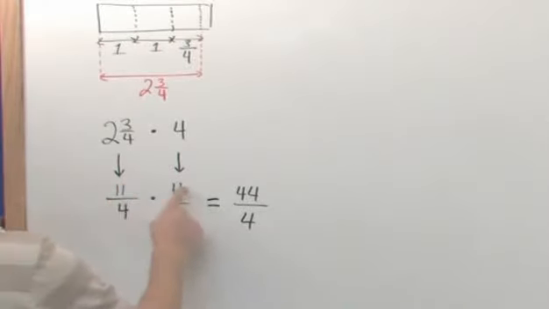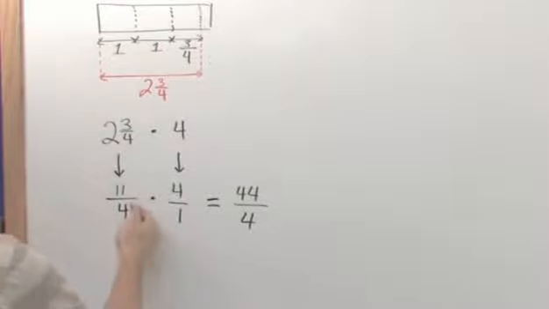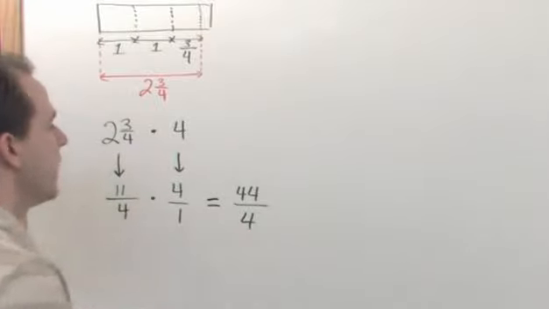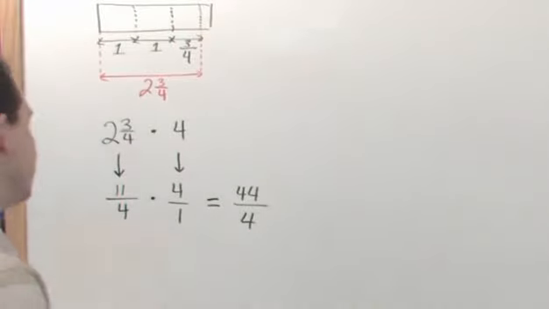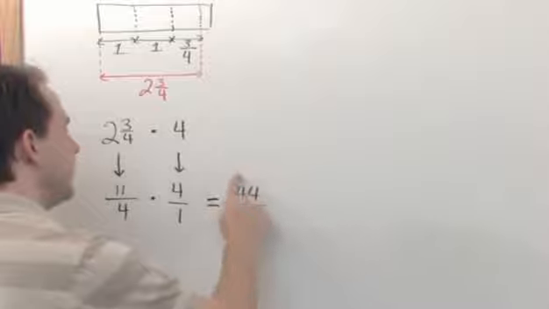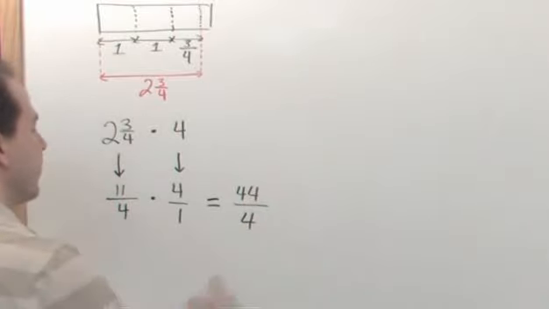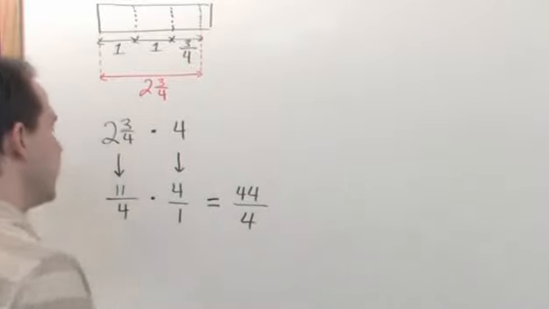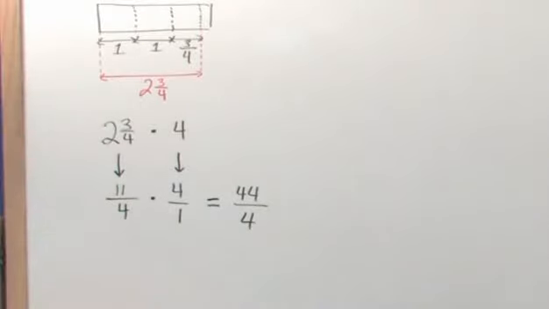You just simply multiply the top 2 numbers to get the new top number, multiply the bottom numbers to get the new bottom number, and this is the answer. Okay? This is the answer. But people usually don't like you to leave fractions in improper form. And improper, by the way, just means it has a bigger number on the top than it does on the bottom. So we're going to fix that.